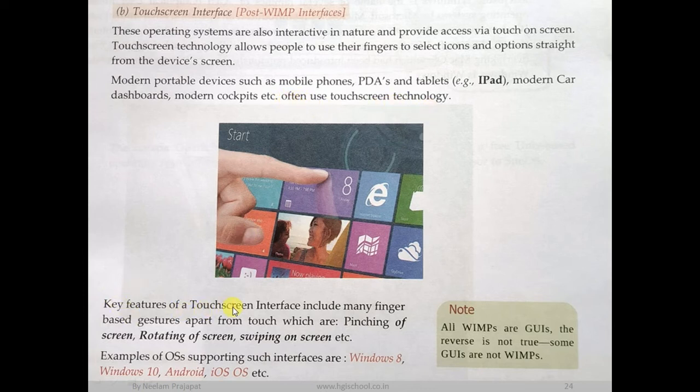Key features of a touch screen interface include many finger-based gestures. There are different types of gestures, not only clicking, not only touching: pinching of the screen to reduce the size, rotating the screen. Then swiping on the screen will slide the picture or the screen. Examples of OS supporting such interfaces are Windows 8, Windows 10, Android, iOS, etc. in our mobiles or touchpads.